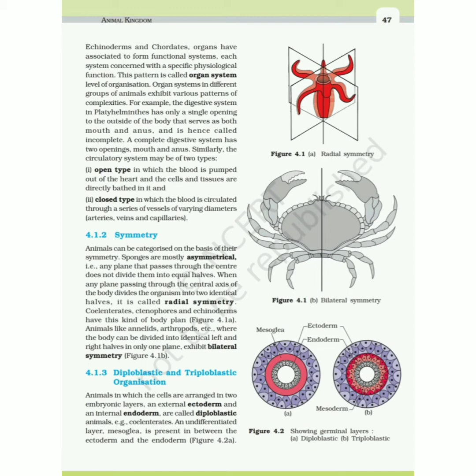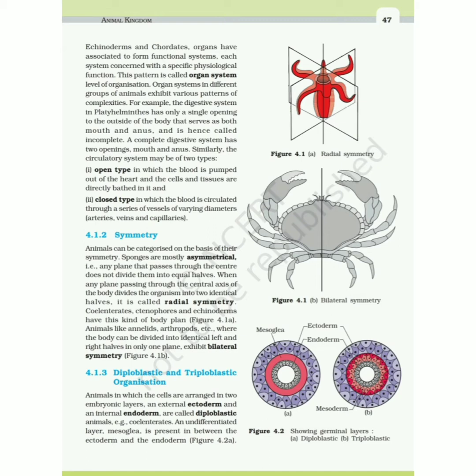4.1.2 Symmetry. Animals can be categorized on the basis of their symmetry. Sponges are mostly asymmetrical, i.e., any plane that passes through the center does not divide them into equal halves. When any plane passing through the central axis of the body divides the organism into two identical halves, it is called radial symmetry. Coelenterates, ctenophores and echinoderms have this kind of body plan, figure 4.1a. Animals like annelids, arthropods, etc., where the body can be divided into identical left and right halves in only one plane, exhibit bilateral symmetry, figure 4.1b.